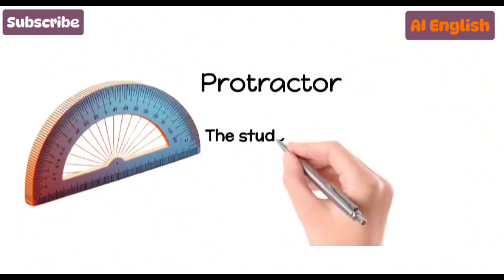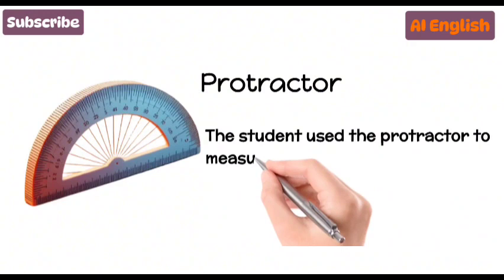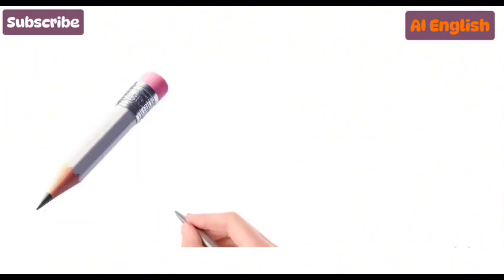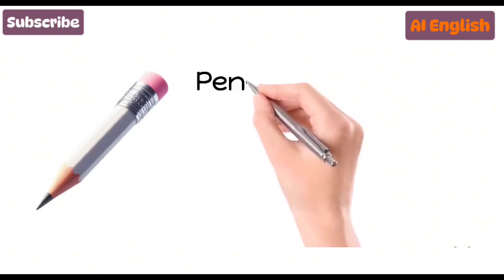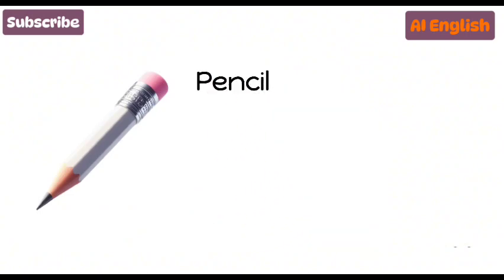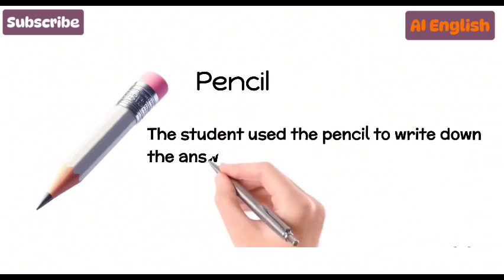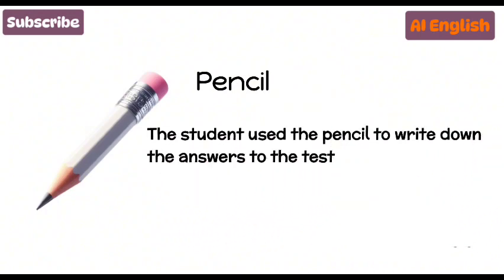Protractor. The student used the protractor to measure the angle of the triangle. Pencil. The student used the pencil to write down the answers to the test.